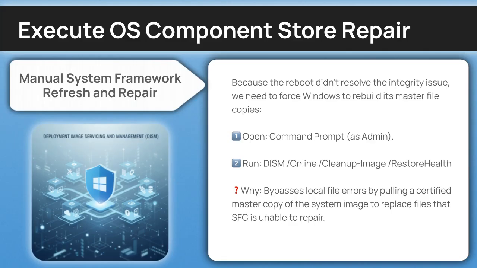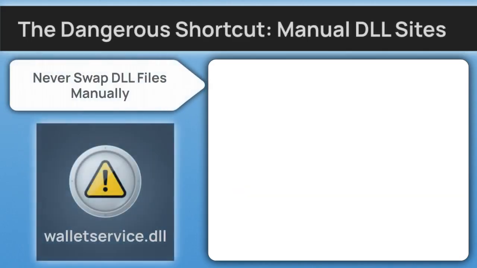Why are we doing this? Well, it bypasses local file errors by pulling a certified master copy of the system image to replace files that SFC is unable to repair. Before you finalize your changes, I need to emphasize the importance of using trusted sources.